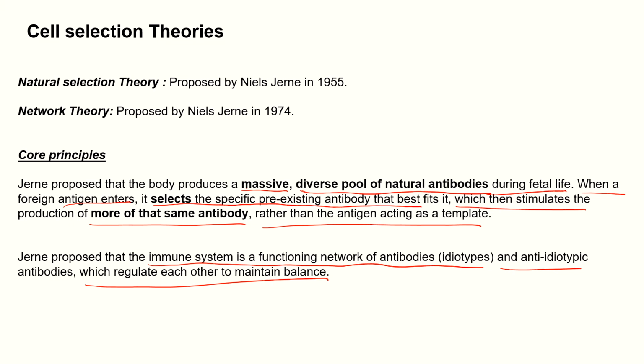Now let's try to understand it in a diagrammatic way so that it is more clear. Once there is an antigen, there is a production of antibody, and then there is an anti-antibody which is maintaining the network. Once this network is maintained, the pool of these antibodies and anti-antibodies can clear the infection in the human body. So let's see the network theory in this diagram.